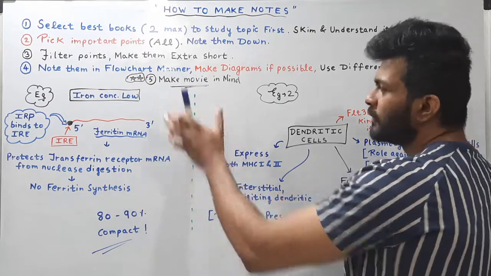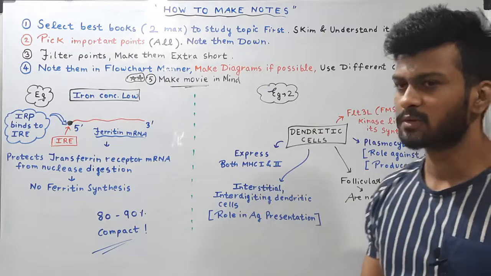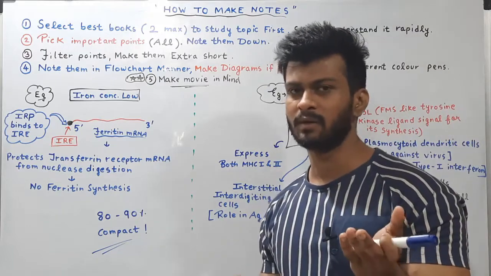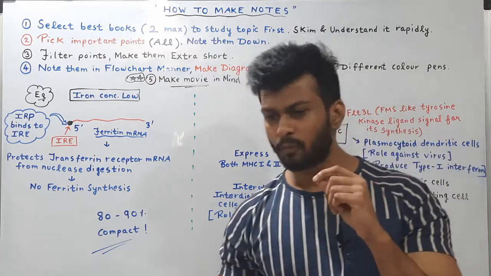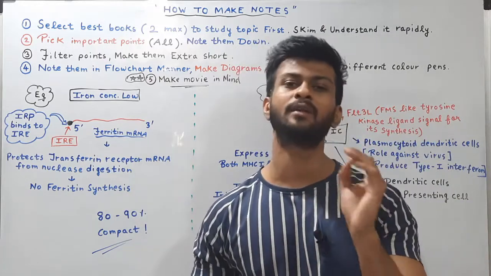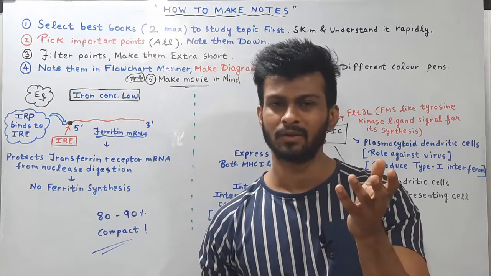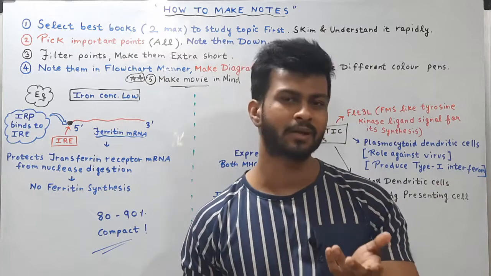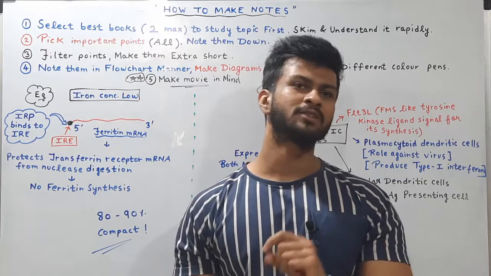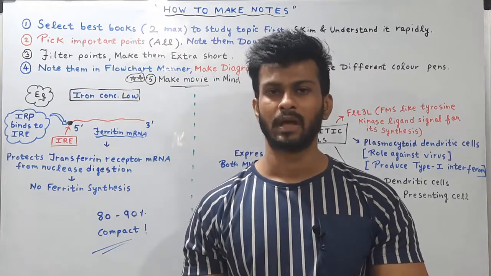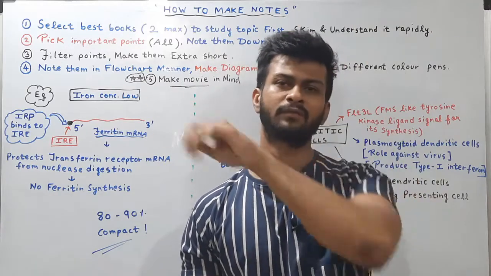The fifth point which I personally do is, after I make my notes in the shortest way possible, I will try to read them once, and then I will try to make a movie of those points in my mind. You can use animated movie characters or scientific diagrams also. For example, if I want to make a movie about transcription initiation, I will imagine a double stranded DNA in front of me with 5 prime, 3 prime, 3 prime, 5 prime.